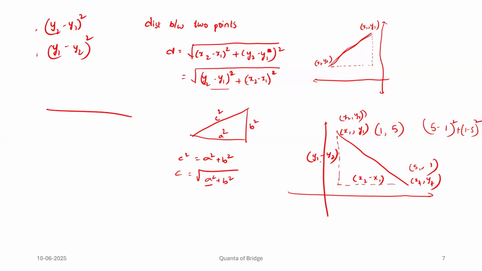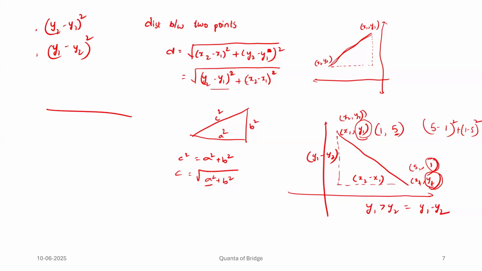And why I wrote y1 minus y2 is because the y1 coordinate is bigger here than the y2 coordinate. y2 is very near to the x-axis, where you are getting the y2 coordinate as 1, whereas y1 coordinate is 5. In this particular example, our y1 is greater than y2. That's the reason I gave you y1 minus y2.